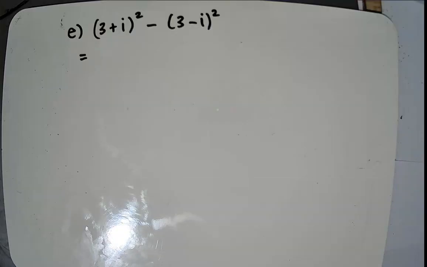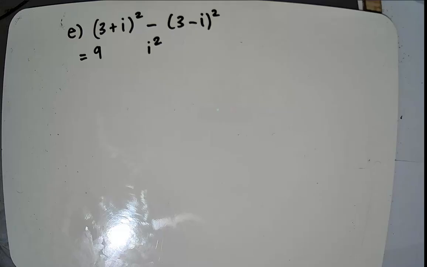In E, we have 3 plus i all squared. So first we will square the first term, square the last term. For the middle term, it becomes 3 times i times 2 with a positive sign. So squaring a binomial is very simple. Square the first term, 3 squared, square the last term, positive i squared. For the middle term, you write down the same sign, 3 times i times 2.